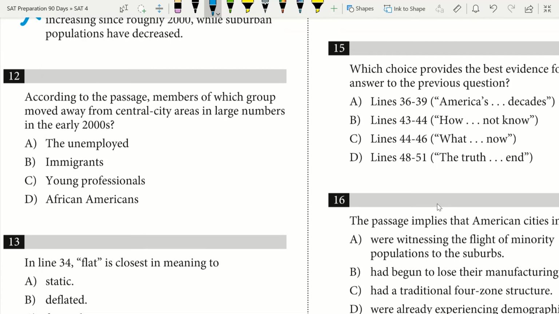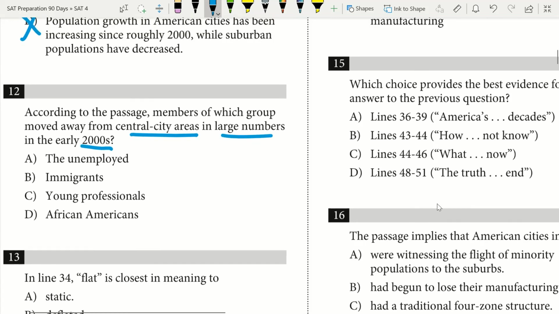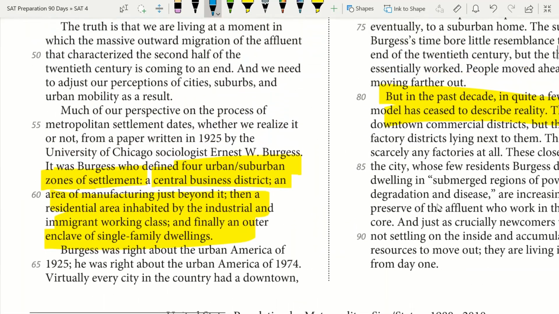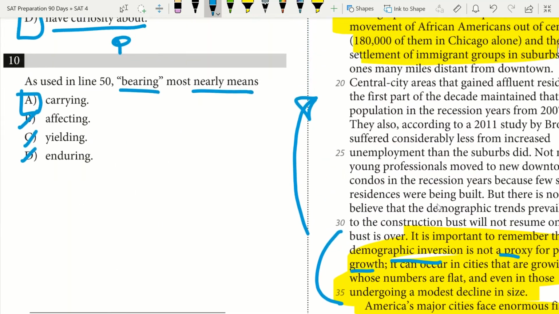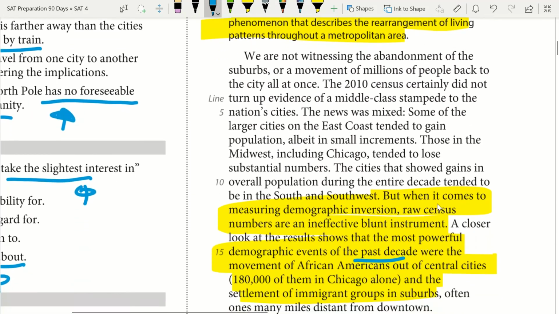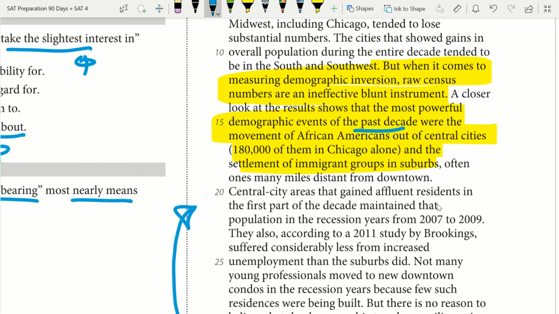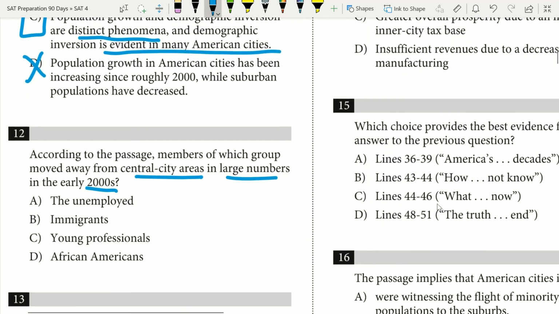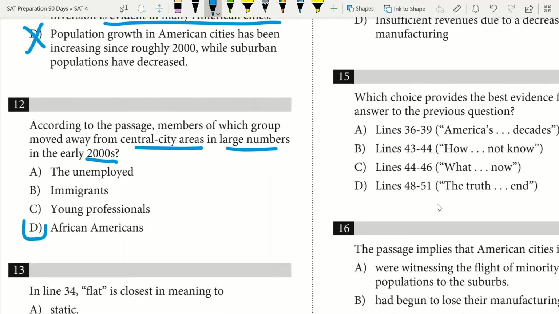12. According to the passage, many members of which group moved away from the central city areas in large numbers in the early 2000s? Okay, we talk about this when we say the decade before. I'll go ahead and show you guys where that is. I believe I highlighted it as well. Okay, right here, we talk about the past decade, which we know, since this is copyrighted in 2013, is going to be 2000 to 2010, the movement of African Americans out of central cities. So it's going to be that group right there. We go down, find it, and we see that we have option D for number 12.